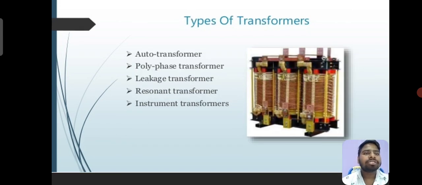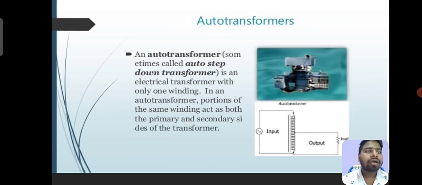Types of transformers: auto transformer, polyphase transformer, leakage transformer, resonant transformer, instrument transformers. Here are some figures of transformers. Auto transformer: an auto transformer, sometimes called an auto step down transformer, is an electrical transformer with only one winding. In an auto transformer, portions of the same winding act as both the primary and secondary sides of the transformer.